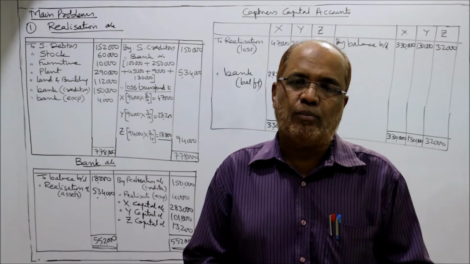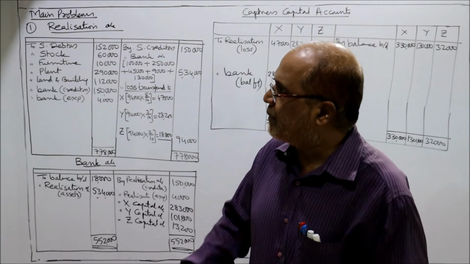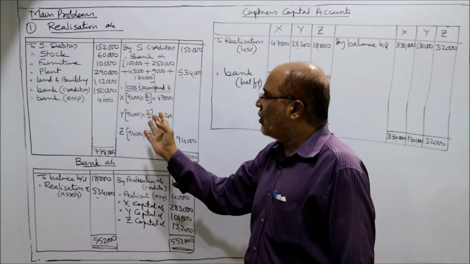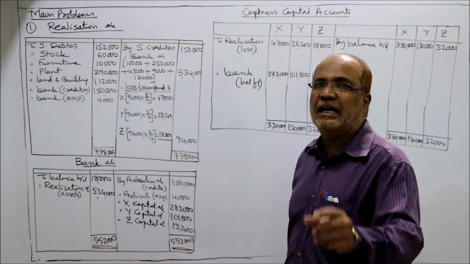This is the first problem on dissolution of a partnership firm. We have done completely. We have prepared the realization account. We got loss on realization. Loss on realization should be taken on debit side because the entry is partners capital.